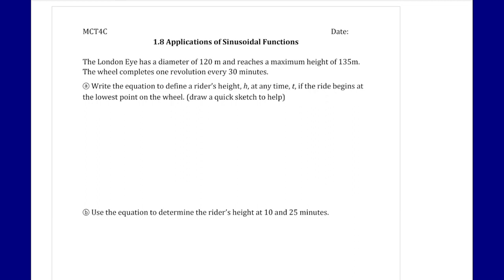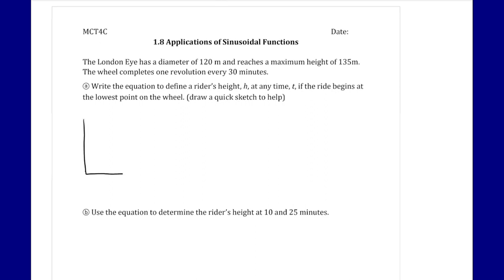some real world situations. So the London Eye has a diameter of 120 meters and reaches a maximum height of 135 meters. The wheel completes one revolution every 30 minutes. We want to write an equation to define a rider's height, h, at any time, t, if the ride begins at the lowest point on the wheel. And we want to draw a quick sketch to help us with this.